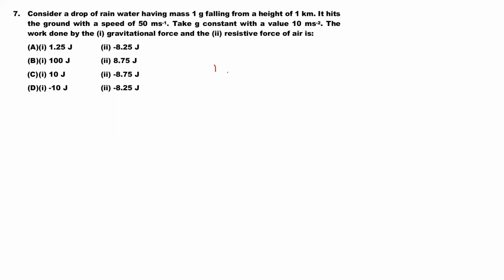So in this question, mass is given how much? 1 gram. Acceleration due to gravity is 10 meter per second square. And height is 1 kilometer, that is equal to 1000 meter. And velocity just before reaching the ground is 50 meter per second. It is in gram, we have to convert it to kg. So that is 10 to the minus 3 kg.